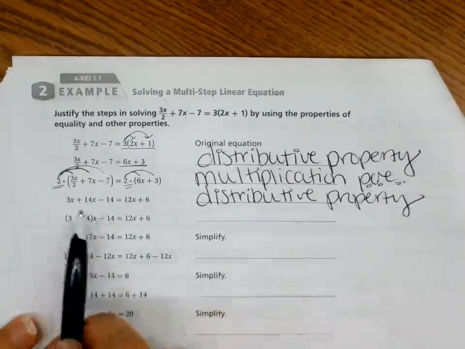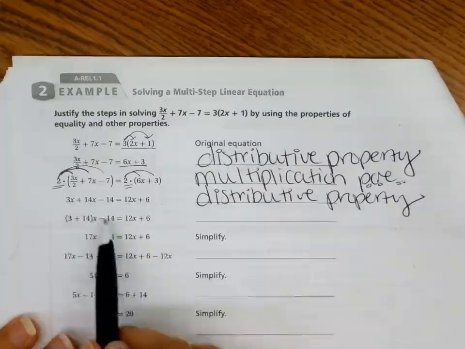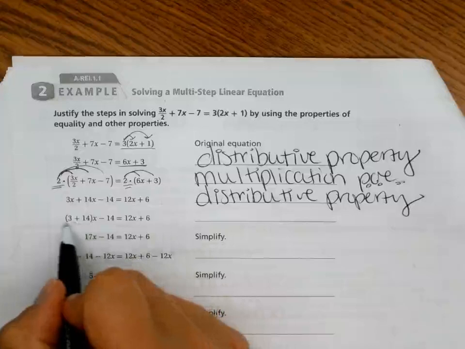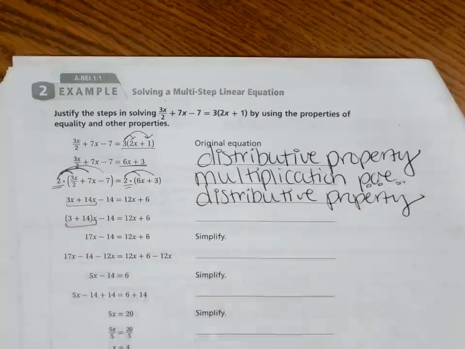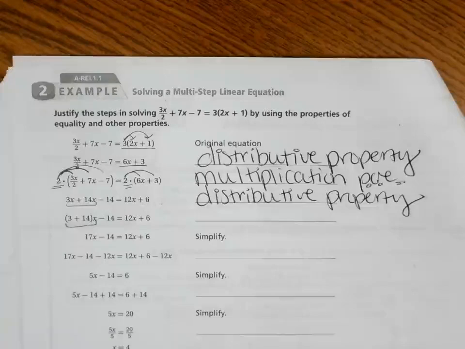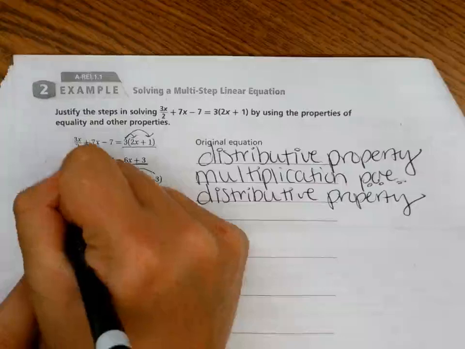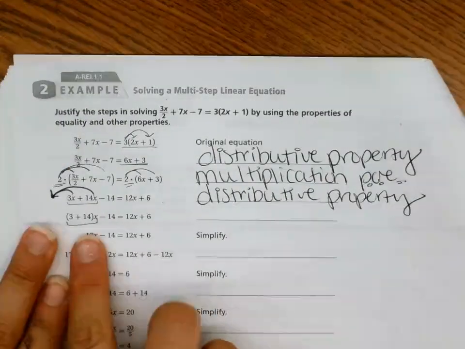Now, what's going on from here to here? Well, these two are the same. What's different here is this part, right? So what'd they do there? Aren't they just combining like terms? They're taking 3x plus 14x, they're adding them together. So they're kind of doing the reverse of distributive property, right? Like, they're kind of pulling the x out. Do you guys see how they're pulling the x out?